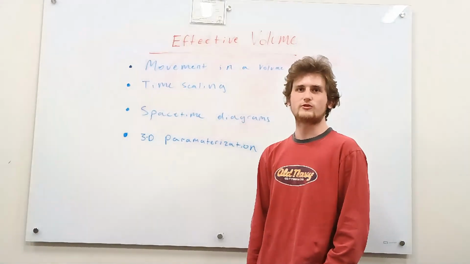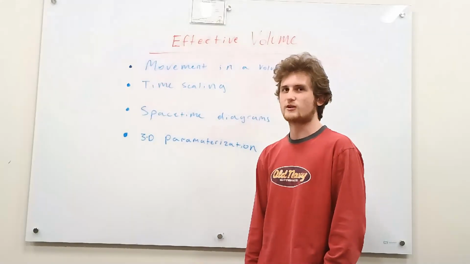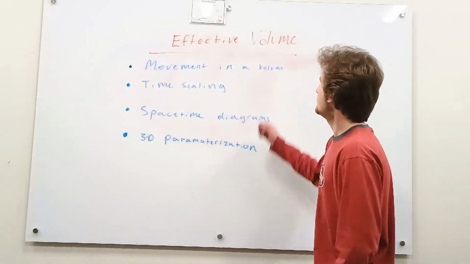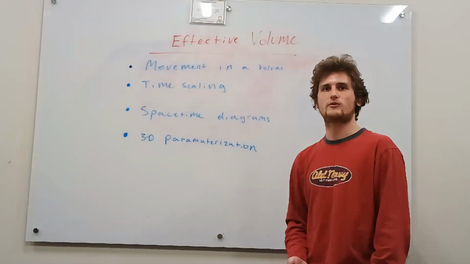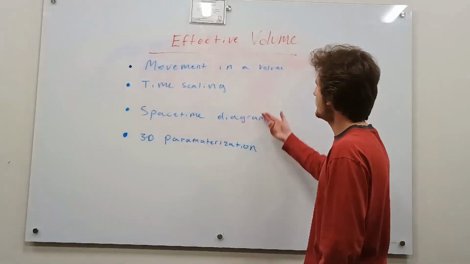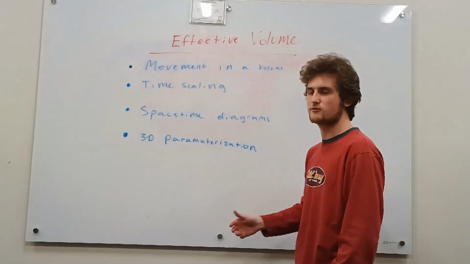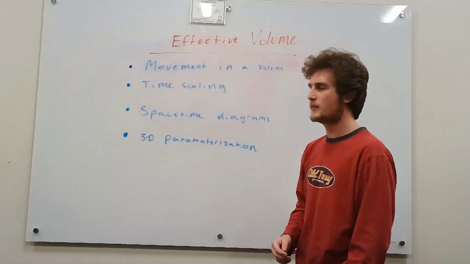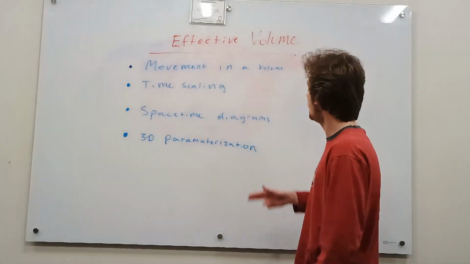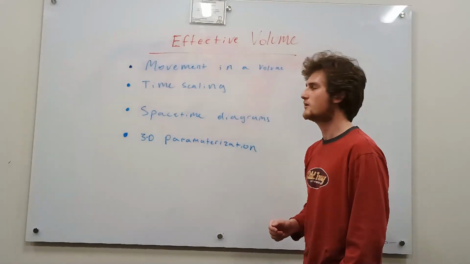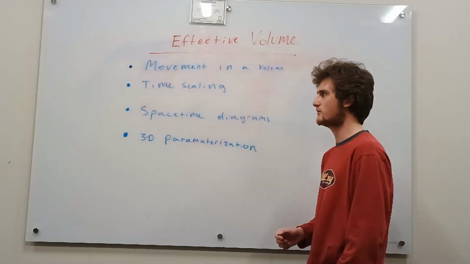So, in conclusion, effective volume involves a couple of different concepts, but it's not too complicated to understand. First off, it's based on movement of an object within a specific volume. And if the motion of that object has a time scaling that is vastly different than another object, then relative to that object, it will have an effective volume of the volume that it is moving in. That volume could also be called the swept volume, as referenced in engineering.